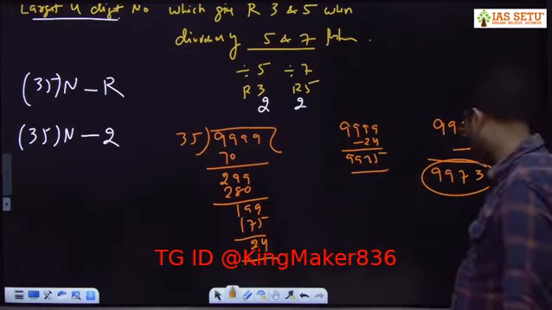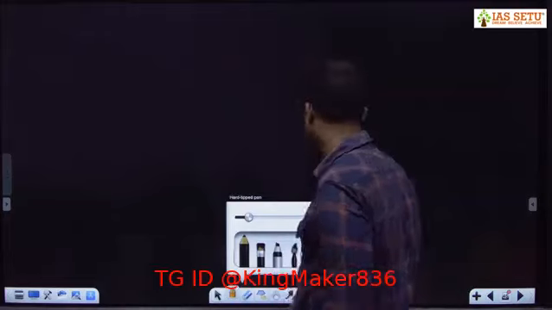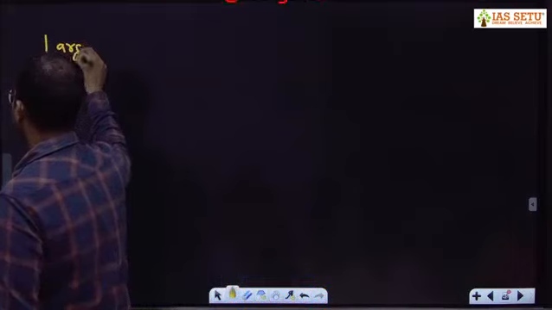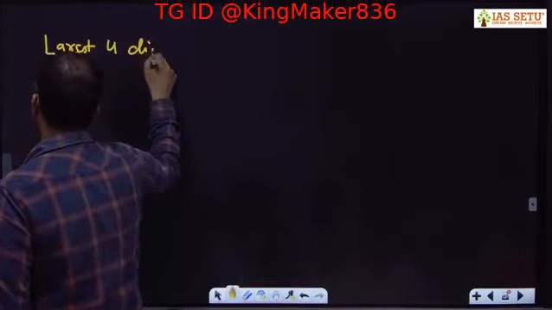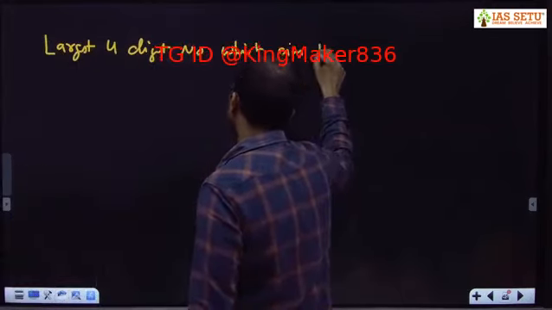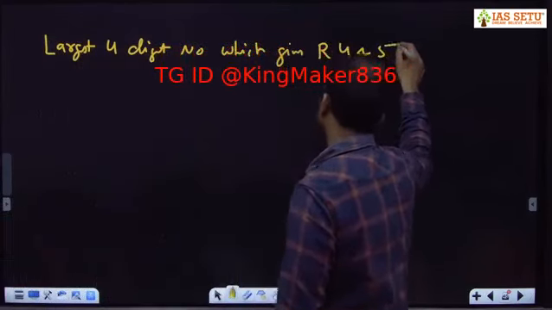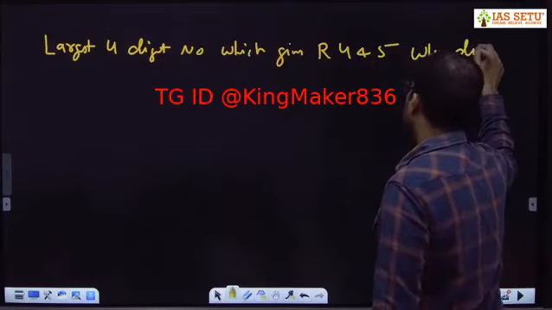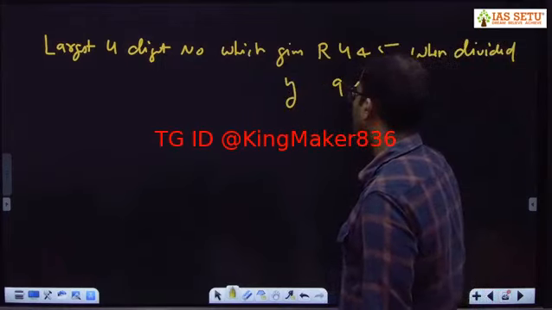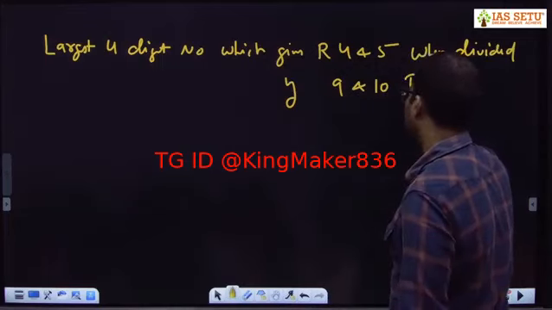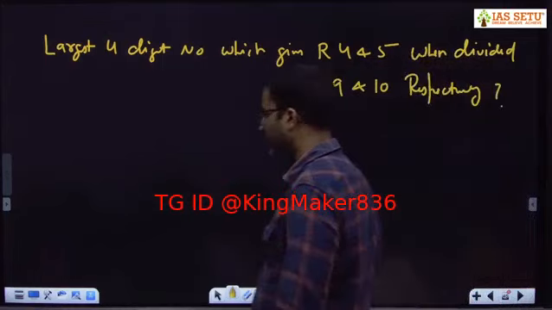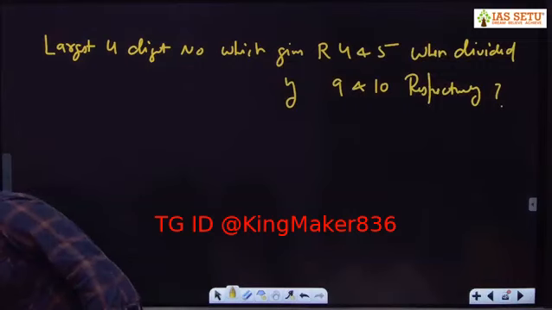Now you try one question. Then I take a 2025 PYQ. Largest 4-digit number which gives remainder 4 and 5 when divided by 9 and 10 respectively. So when you divide by 9, you get remainder 4. When you divide by 10, you get remainder 5.